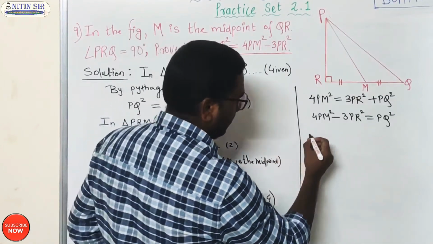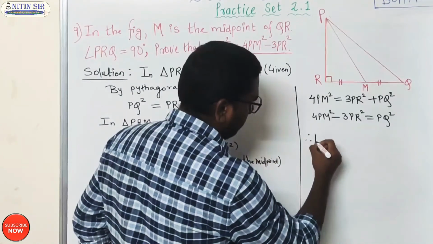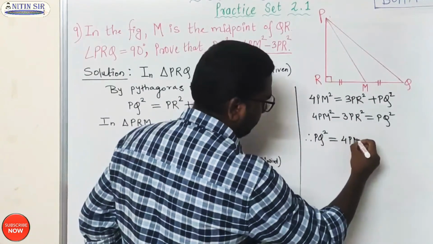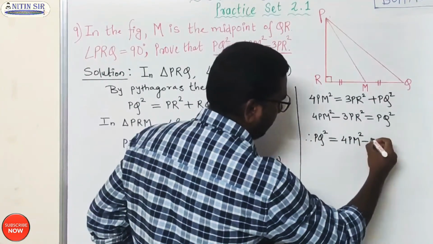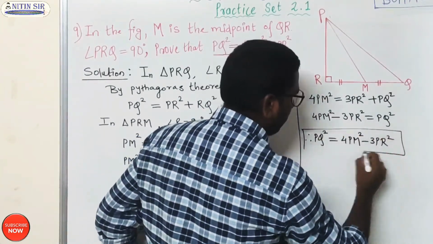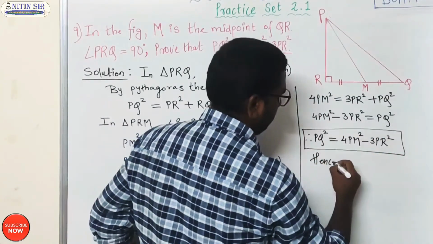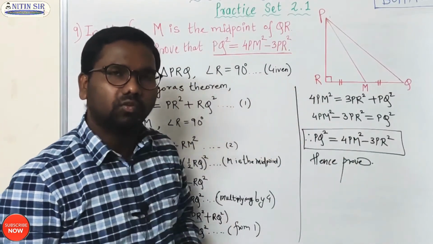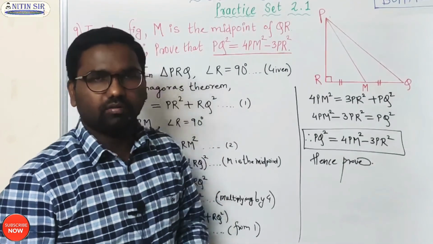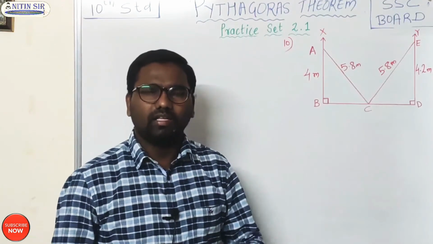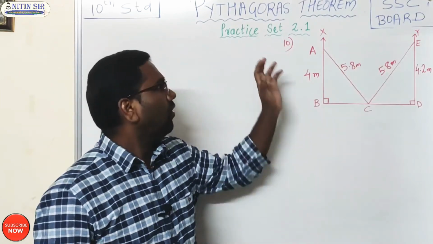We arrange this like this, therefore PQ square is equal to 4 PM square minus 3 PM square. This is our answer. Hence it is proved. We can say hence it is proved. Okay, next question. Question number 10. This is the last question of practice set 2.1.